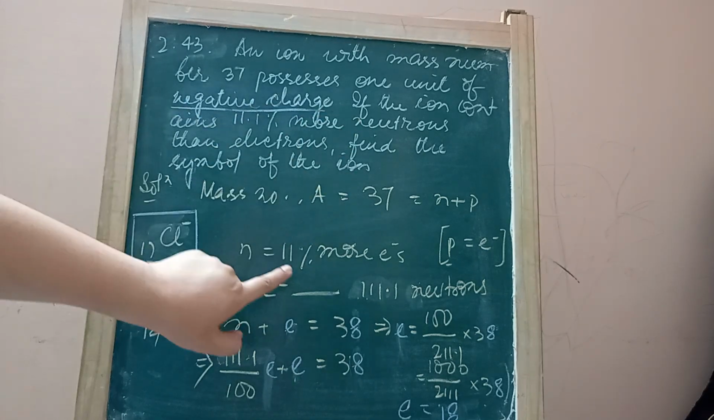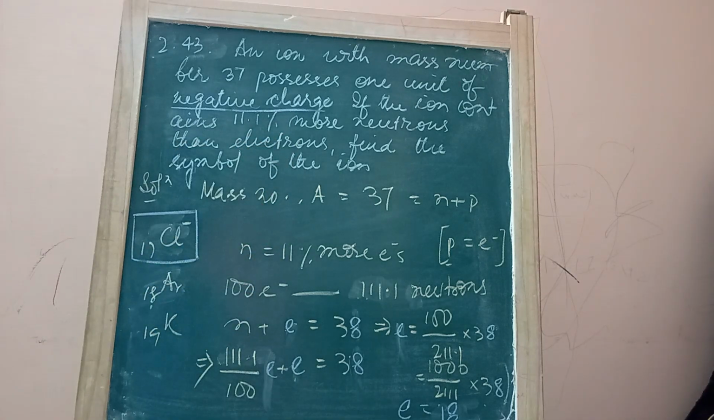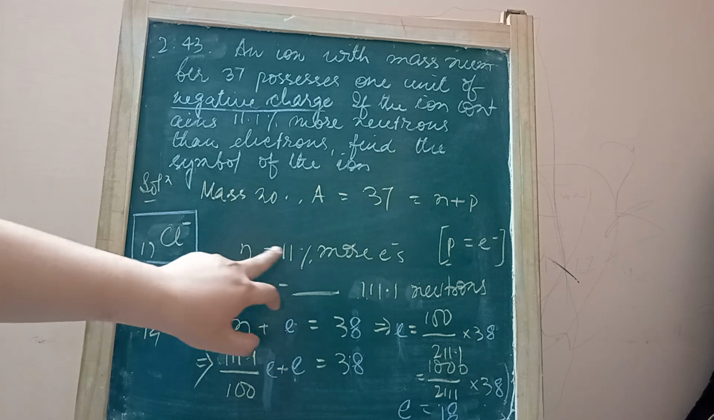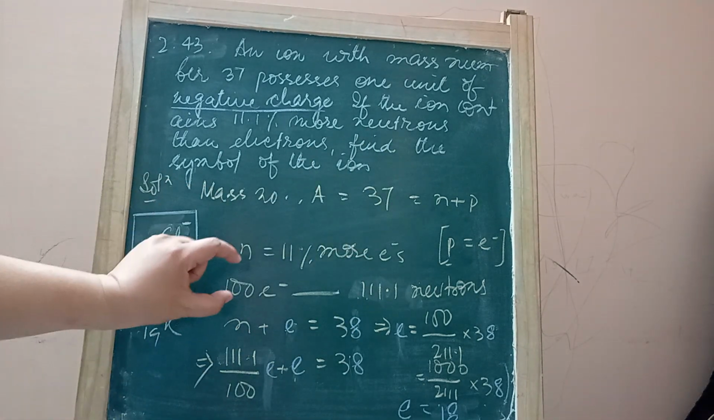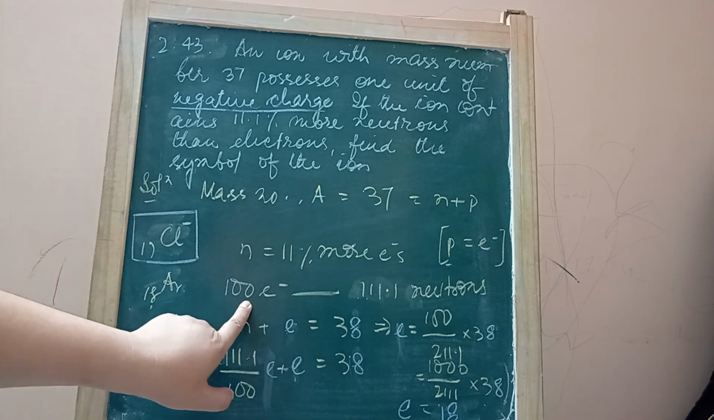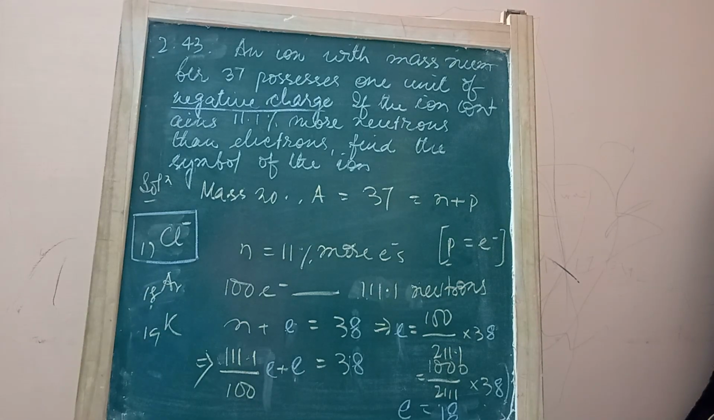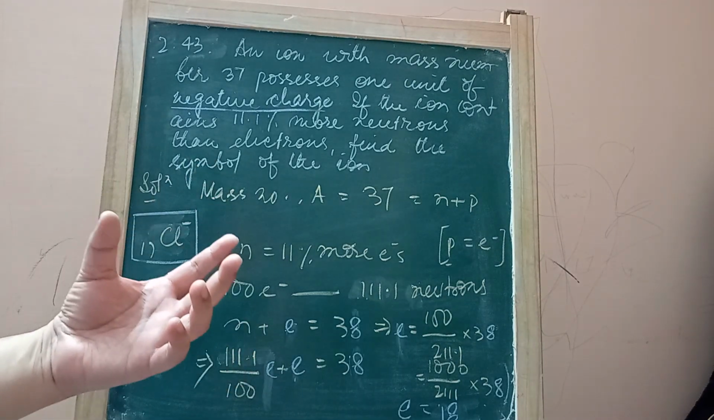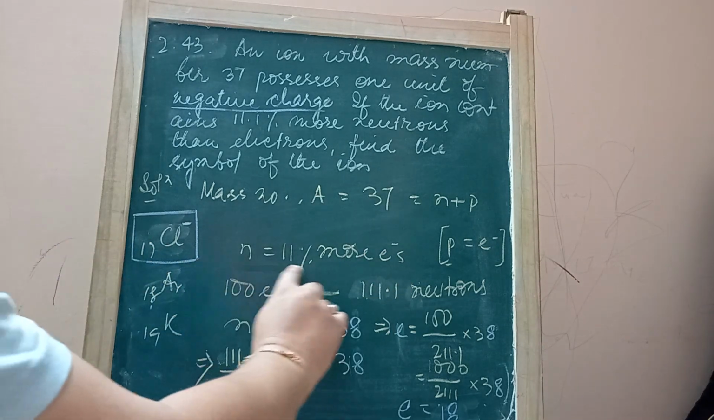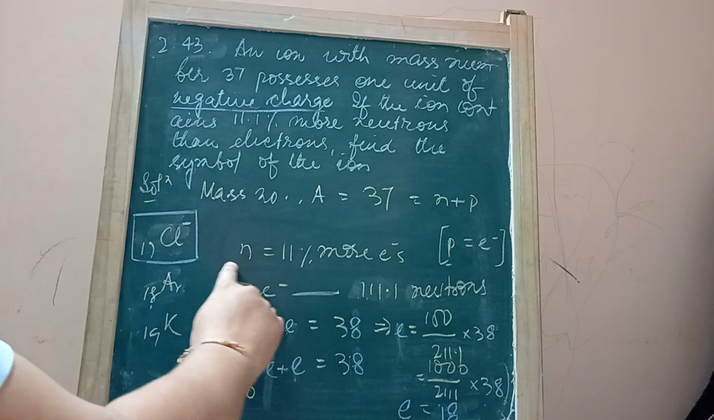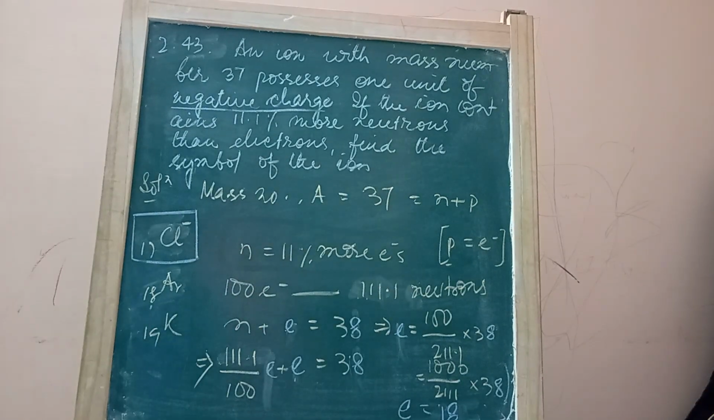The second part of the question says the number of neutrons is 11.1% more. More than what? More than the number of electrons. This is the statement. So what does it mean? It means that if there are 100 electrons, then obviously the number of neutrons will be more. How many more? It will be 111.1 neutrons. This is what this statement means.